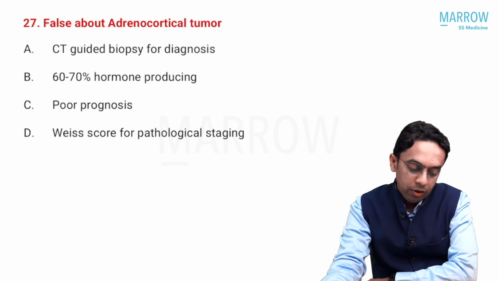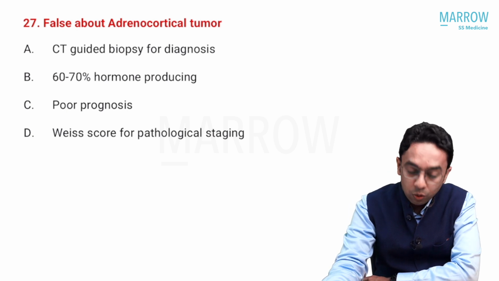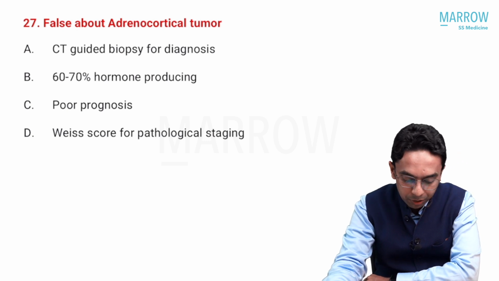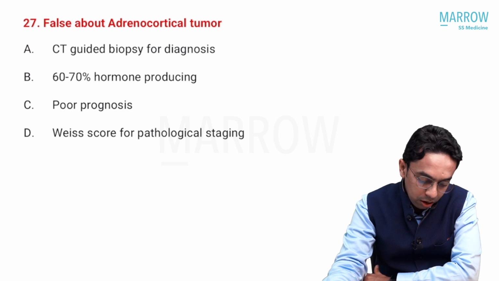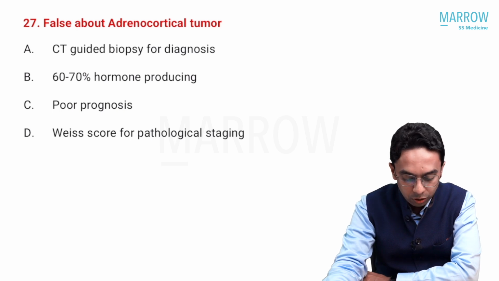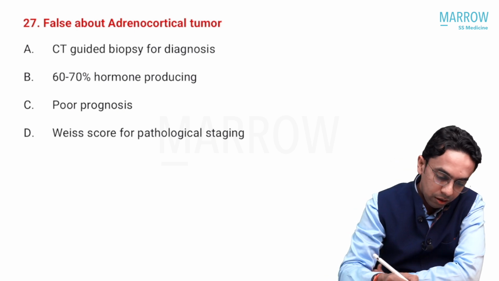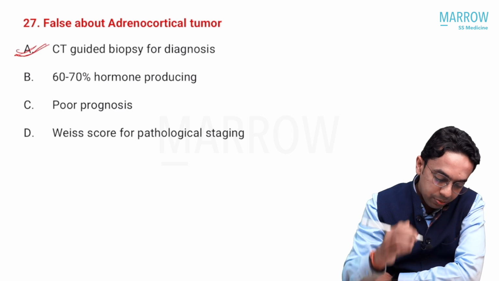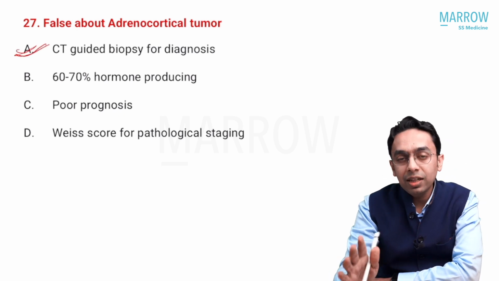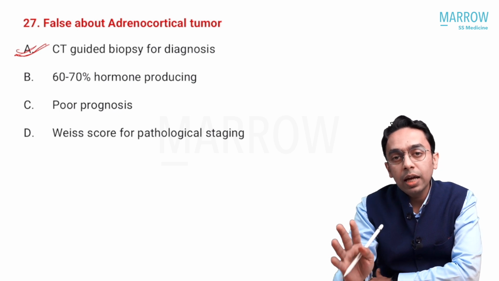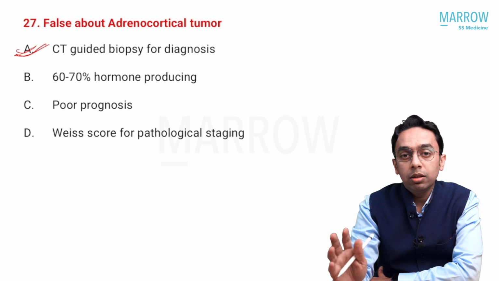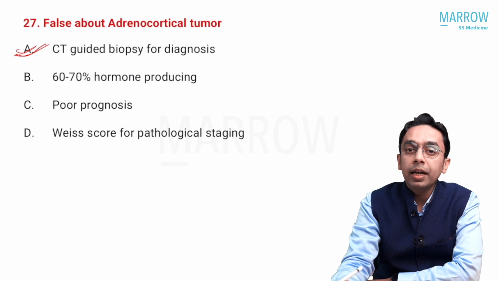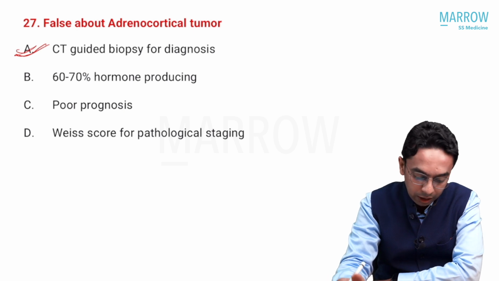Coming to question number 27, what is false about ACC, adrenocortical carcinoma? CT guided biopsy for diagnosis, 60 to 70% will have hormone production, poor prognosis, and VC score for pathological staging. So this is very easy. We have already discussed this. And the answer is CT guided biopsy is not at all recommended. In fact, it's contraindicated because you will directly shift the staging, you will disseminate the malignancy. So absolutely FNAC or biopsy is contraindicated in a patient whom you are suspecting of ACC.